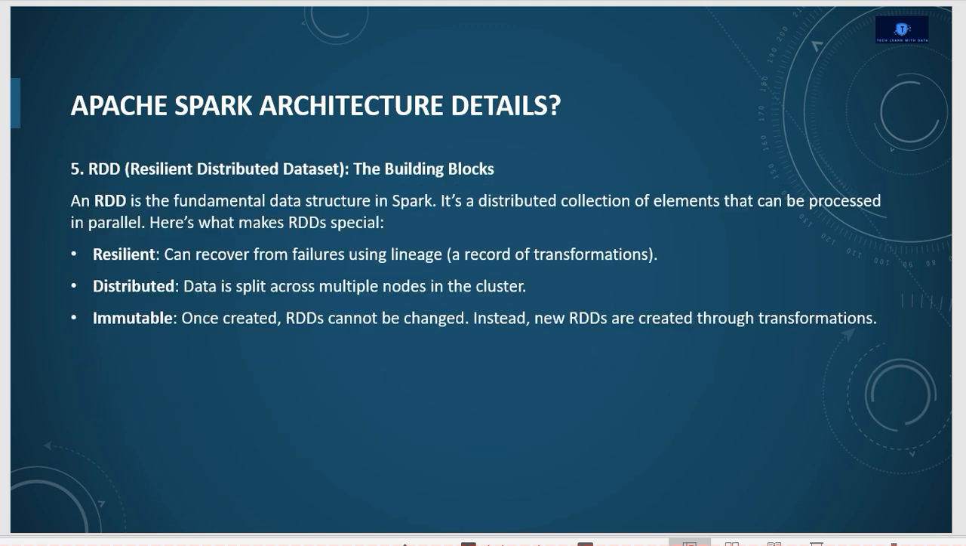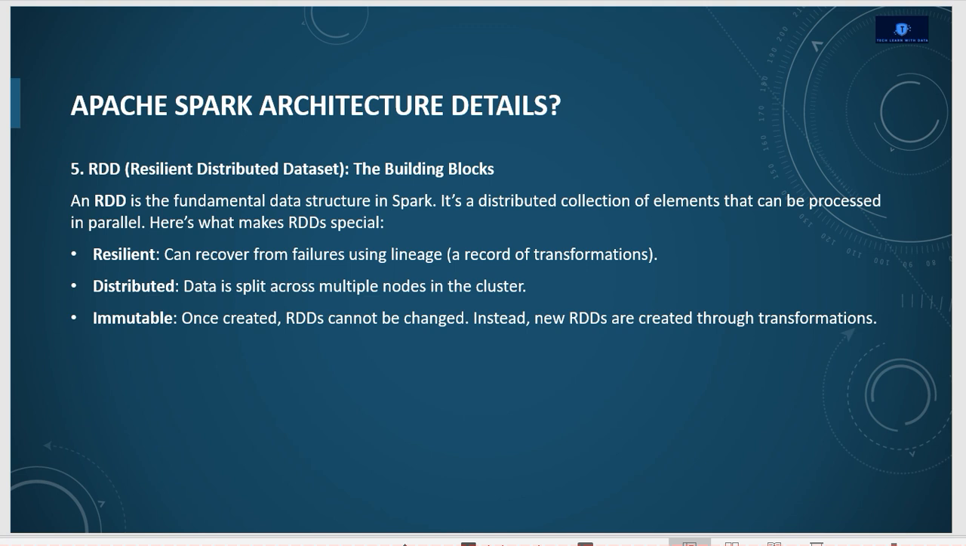Now come to RDD, that is the Resilient Distributed Dataset. It is like a building block, a fundamental data structure in Spark. It is a distributed collection of elements that can be processed in parallel. Resilient means it can recover from failure using lineage. That is data lineage. It gives the information about where a task failed, and it recovers from that failure and re-executes.